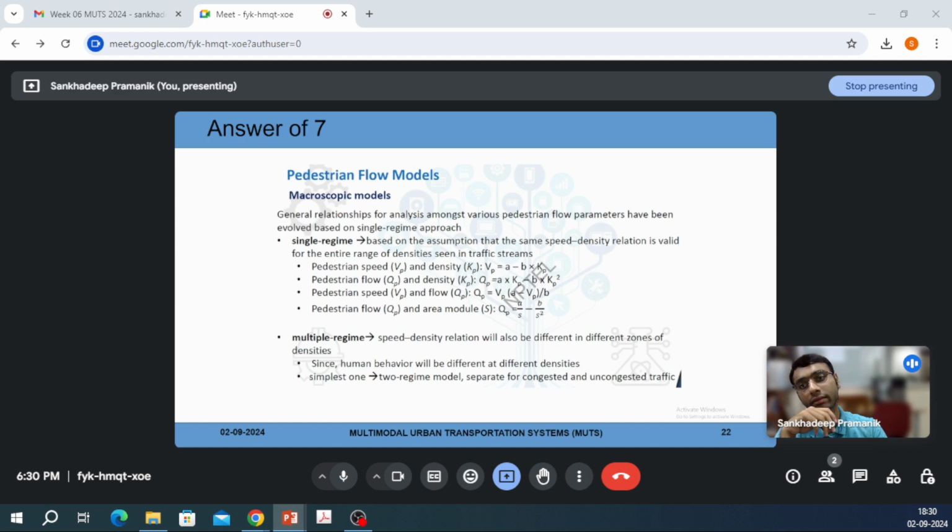So while discussing the macroscopic models, we have discussed single regime and multiple regime. Single regime is based on the assumption that the speed density relationship is valid for the entire range of densities seen in traffic flow, and for multiple regime, the speed density relation will be different for different zones of densities, because human behavior will be different for different densities.